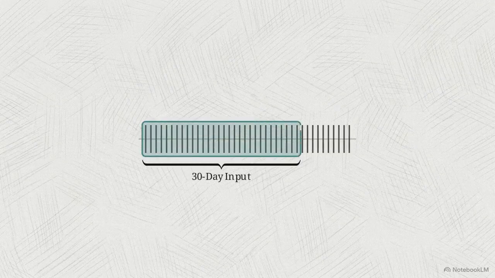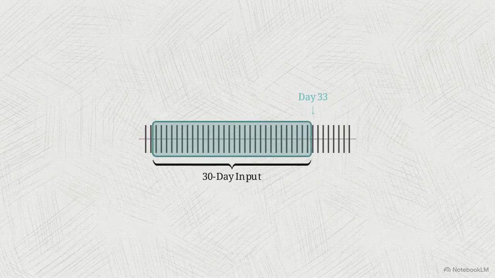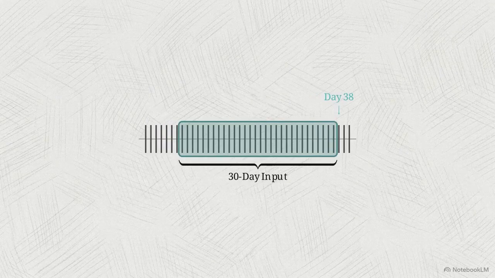Next, we create sequences. We group a window of time, say 30 days, and set the model to predict the value for day 31. Then we shift the window forward by 1 day to predict day 32, creating a continuous chain of input-output pairs. Let's try it.